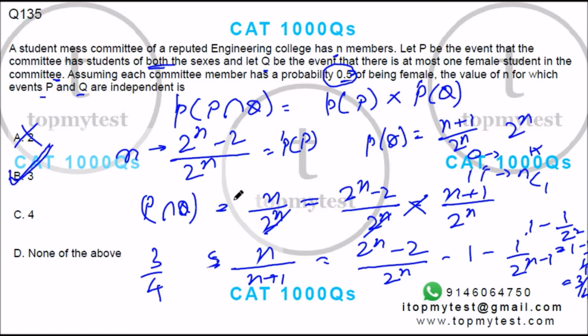So you just need to identify the probabilities. Once that is done, you can use the basic definition of independent events and solve this. That finishes this question.